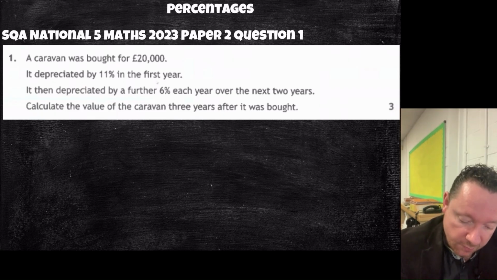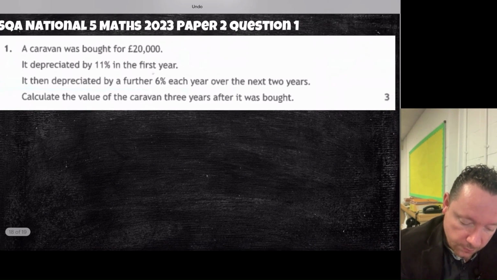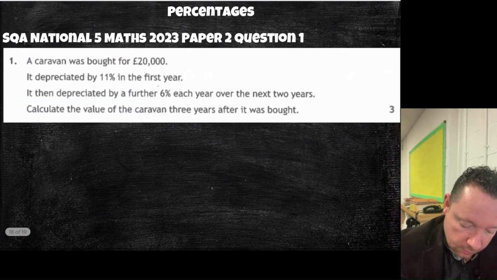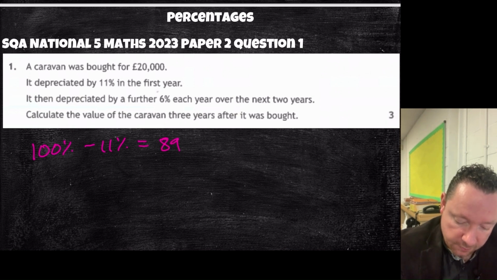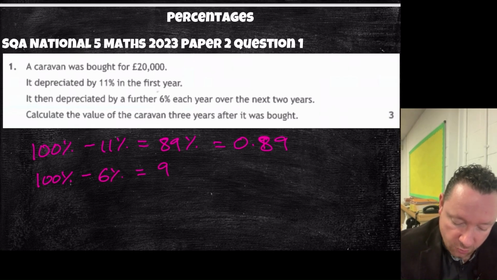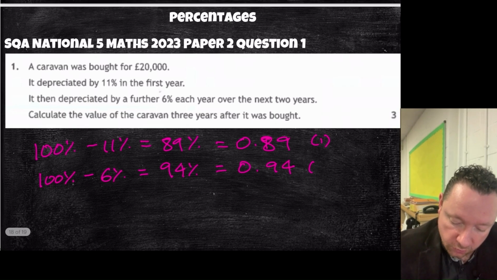So it depreciates by 11%, so we do 100% minus 11%, which is 89%, which is 0.89. So that's our first multiplier, 0.89, and the second one's 6%, so it's 100% minus 6%, which is 94%, which is 0.94. And I can take a note for myself that that's the first year, so that's 1, and then that's the next 2 years, so that's 2.